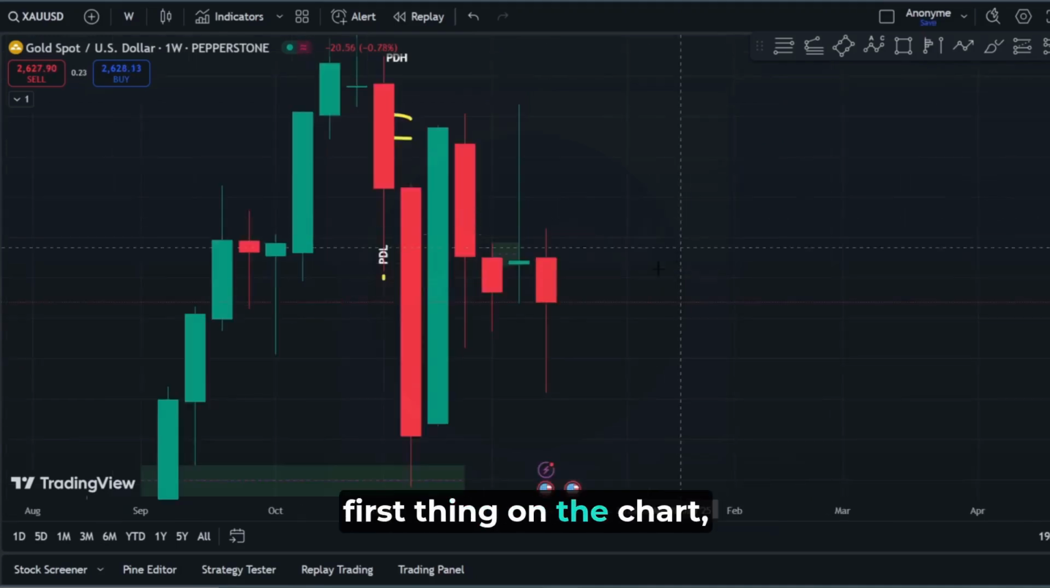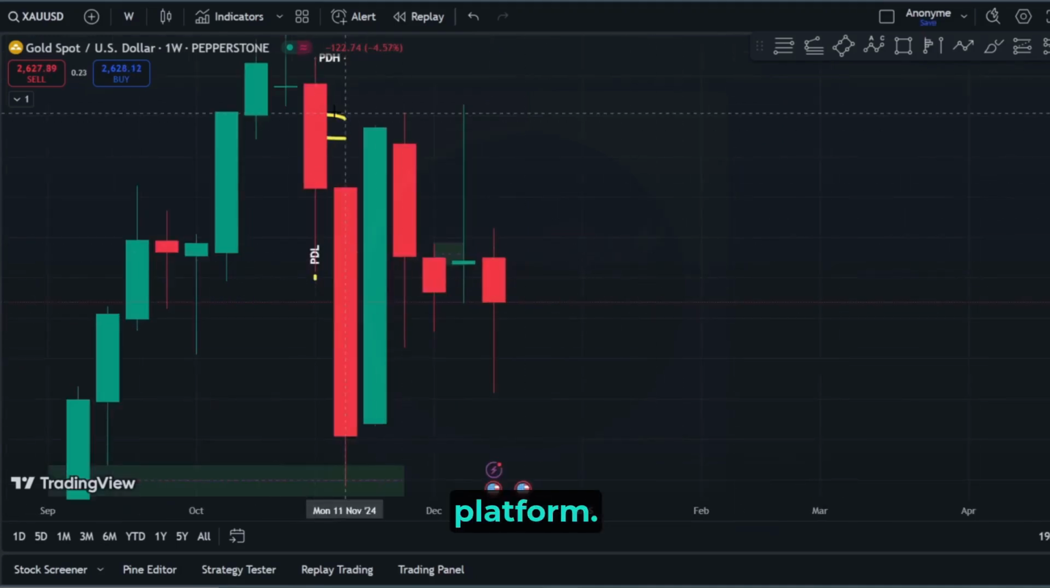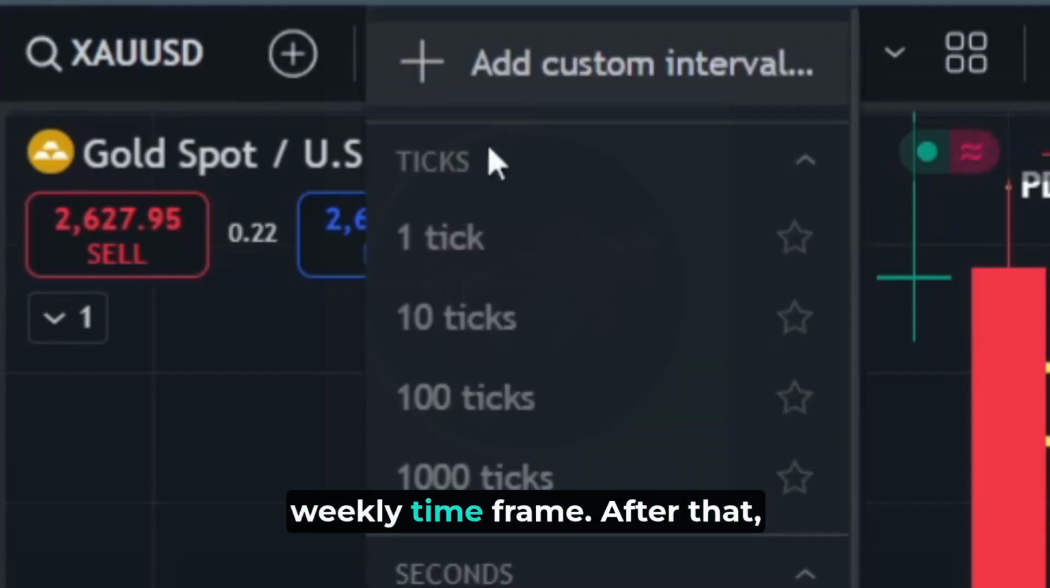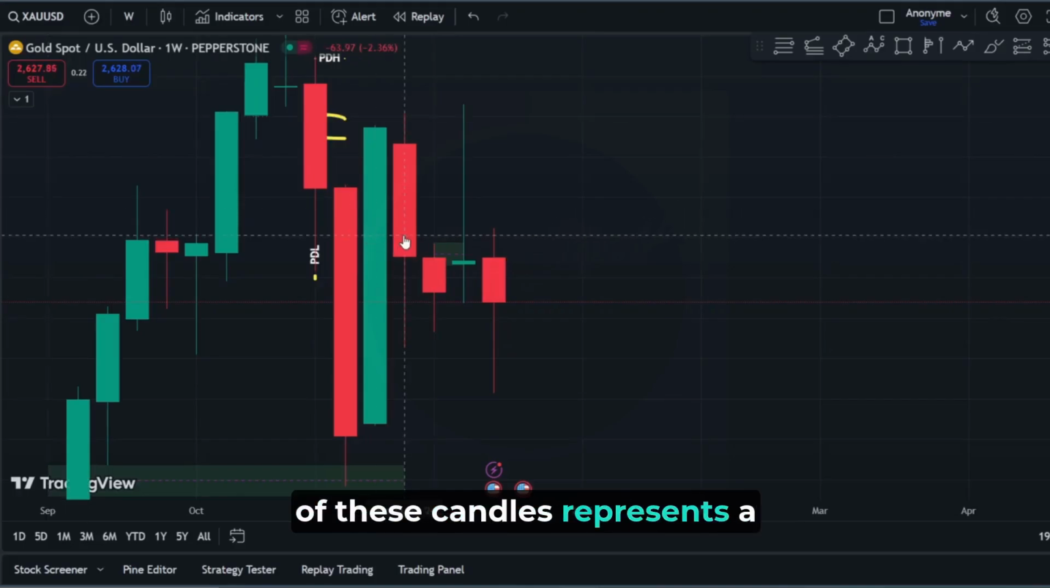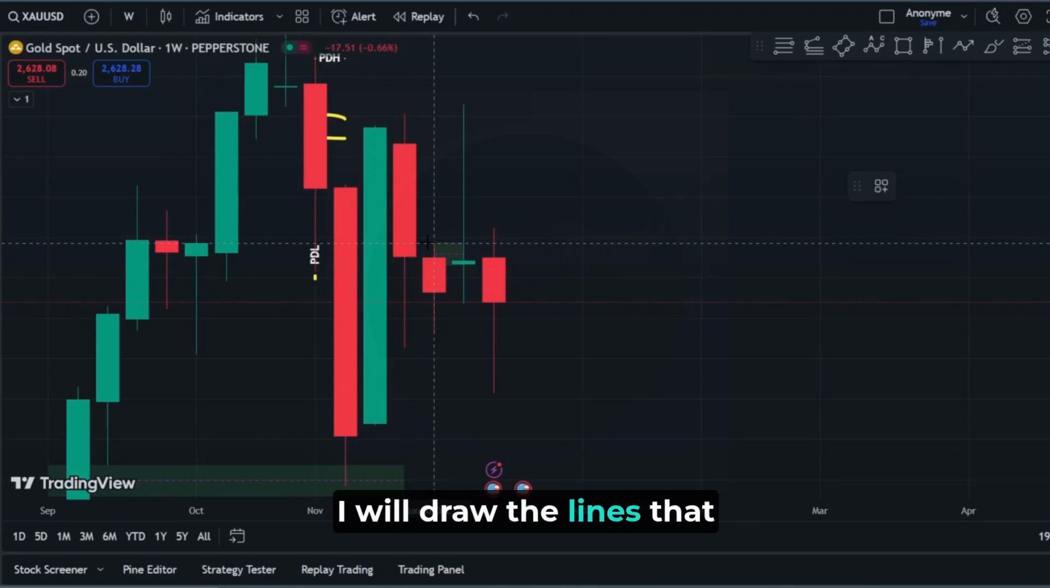Okay, first thing on the chart, we open the TradingView platform. Then we set the chart to the weekly time frame. After that, we need to understand that each of these candles represents a week. What does that mean? It means each candle will have 5 days inside it. First, I will draw the lines that determine the highest and lowest of the weekly candle. Try to use colors to make the chart understandable and easy to read for you.